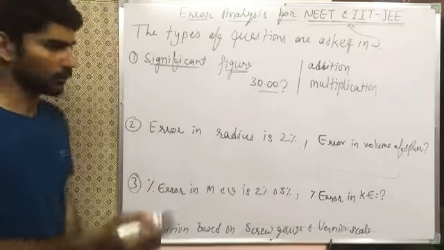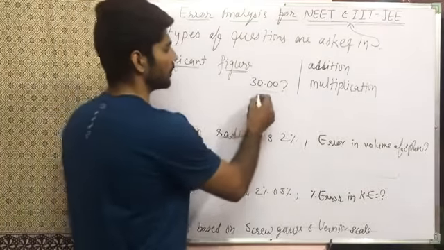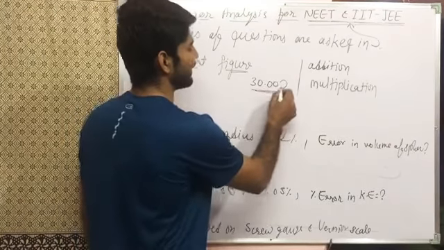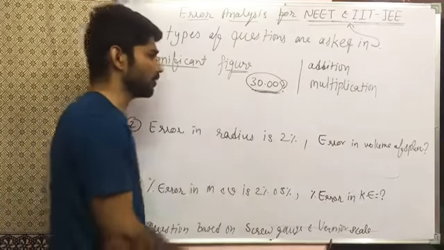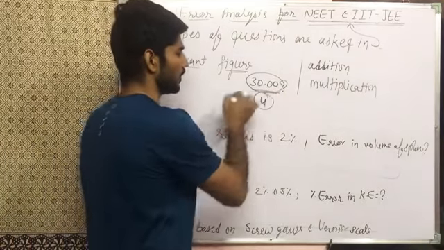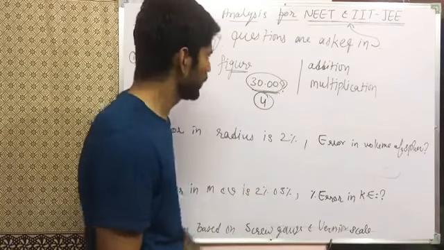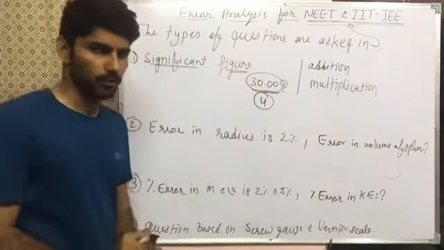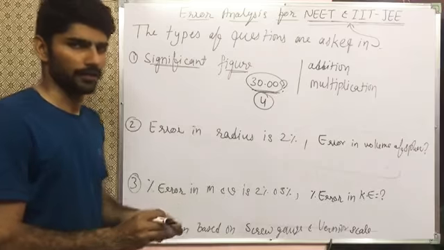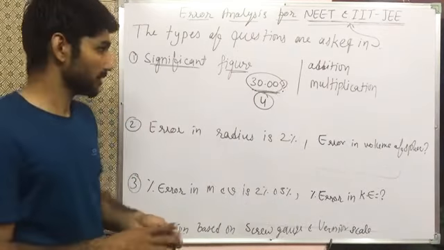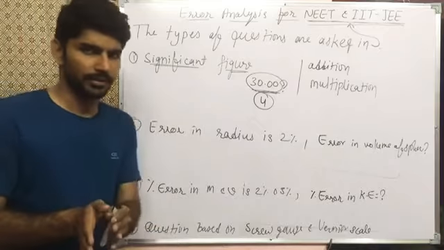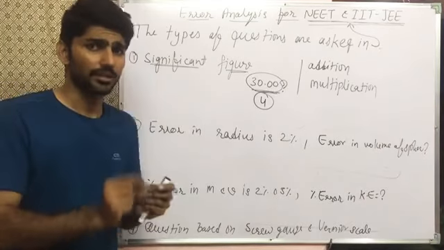Like once the question was asked, how many significant figures are there in 30.00? In the 30.00 we know that there are four significant figures. There are basic rules to find out the significant figures, which I will provide you through the WhatsApp group. So please remember all of those and make a note.